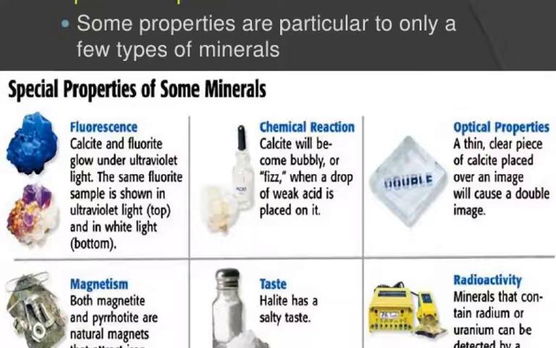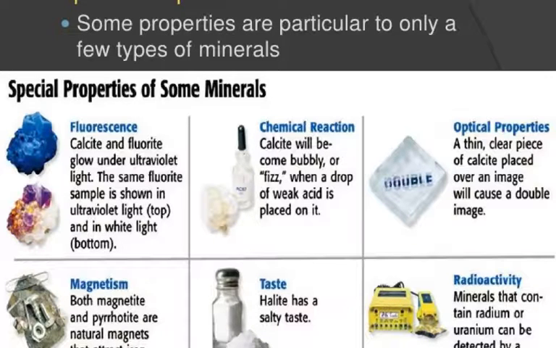Some minerals have properties that are particular to only one or a few types of minerals. Some of these might be fluorescence. For example, calcite and fluorite will glow under an ultraviolet light. In the picture, you can see the same sample shown in ultraviolet light in the top, and it looks blue, and in the bottom, it's mostly white with some purple.